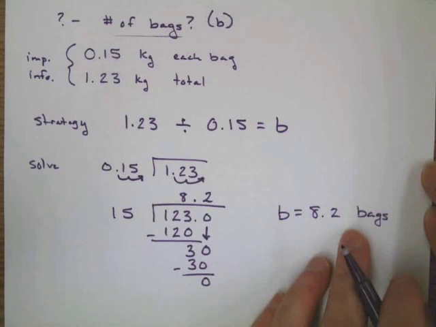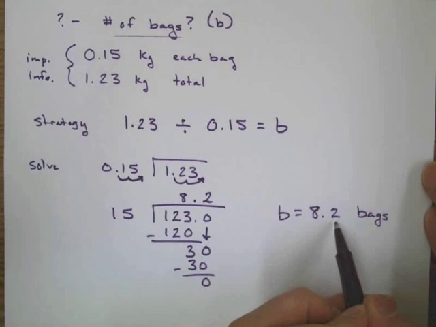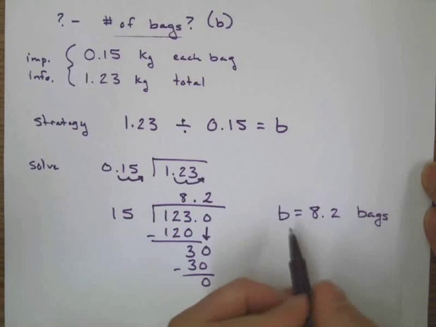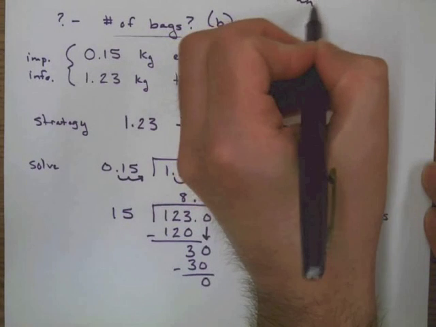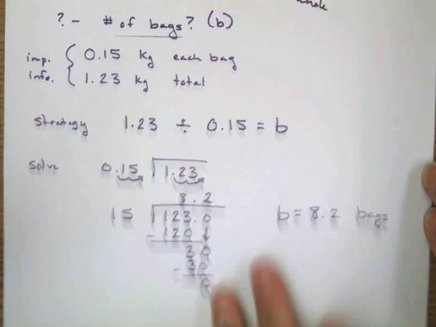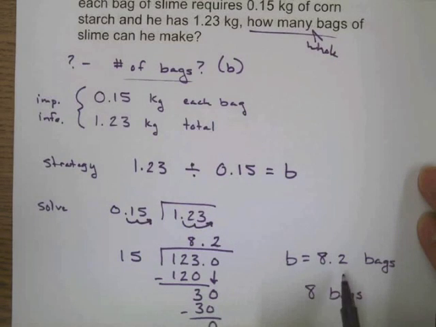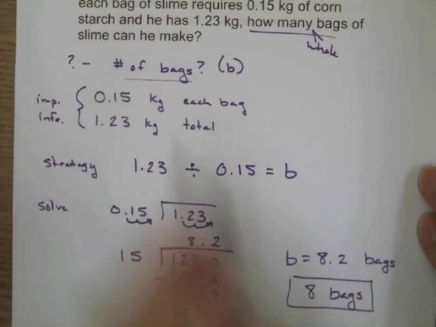Well, if we're making a bag, we want full bags. And we have 8 full bags, and then this 2/10 tells us there's a little bit left over. We can't make a full bag out of that. So my solution to how many whole bags of slime we can make is 8 bags, because we don't have enough to create another whole bag. So our overall solution to our question up here is 8 bags.